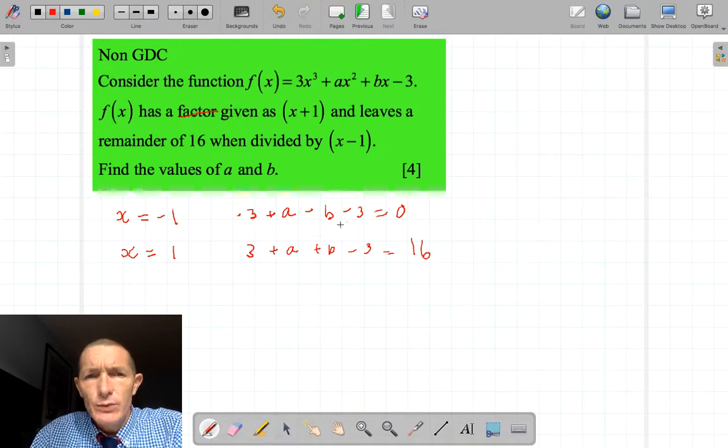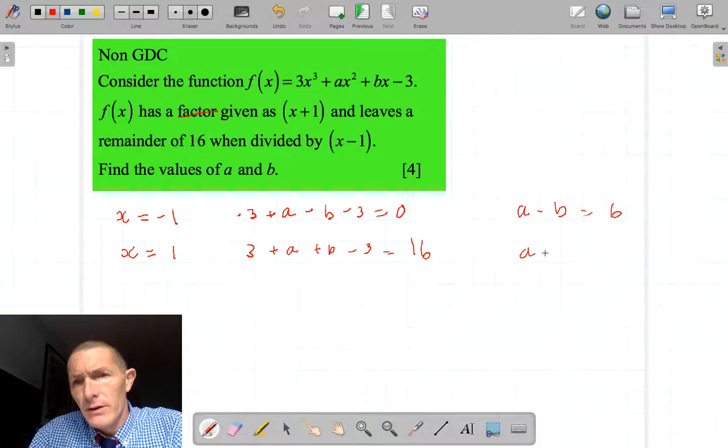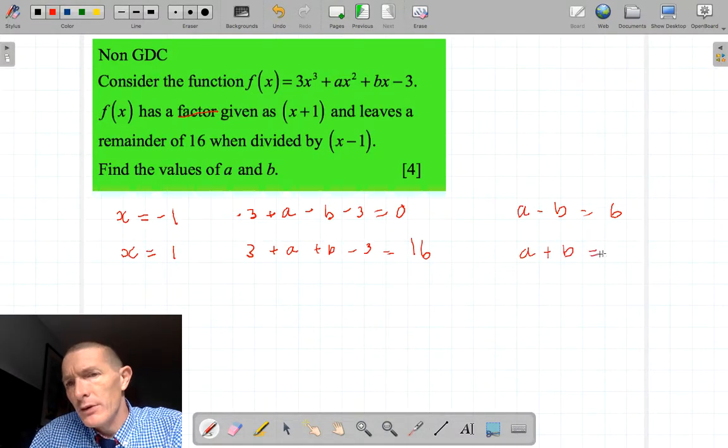Let's tidy this one up, and if we just tidy that up, we get a minus b equals minus 3 is minus 6. Let's add that to both sides to get me 6. And a plus b, this is 0, is 16. So they're quite nice, easy simultaneous equations. I mean, you might get something a little bit harder with the simultaneous equation. This one's nice and easy.